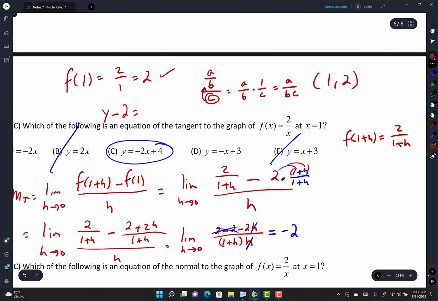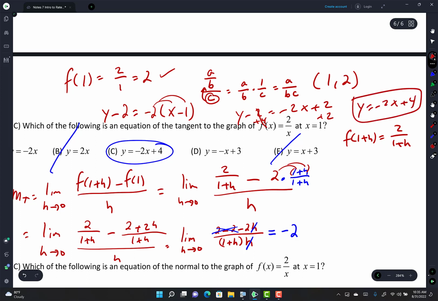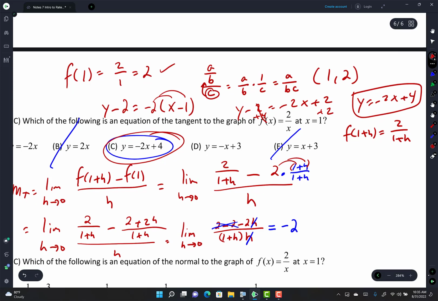Here we go. Y minus 2 equals negative 2 times parenthesis x minus 1. That's the answer. Can you make it look like negative 2x plus 4? Yes, you can. Distribute the negative 2. So y minus 2 equals negative 2x plus 2. And then go plus 2, plus 2. OMG, y equals negative 2x plus 4. Yay or nay? Yay. Plus 4.